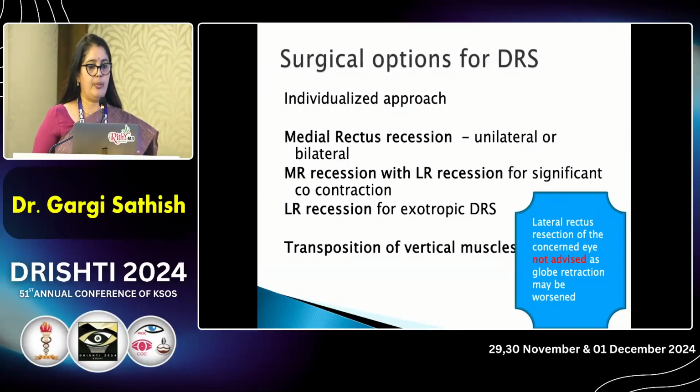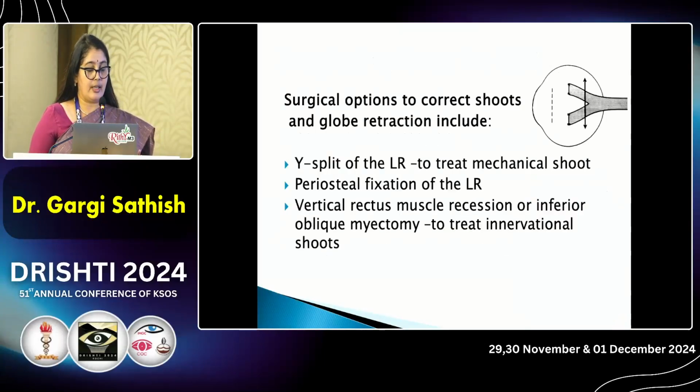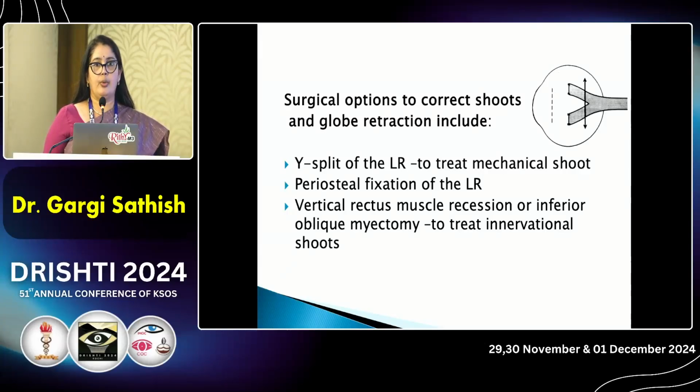What is the main problem in that patient you address? So the recessions are all performed. You can do medial, bimedial. You can combine medial rectus recession with an LR recession if there is severe co-contraction. You can try transposition, but ideally never go in for a resection. Don't resect the lateral rectus if possible. Then for upshoot, downshoot also, a variety of procedures are available, like Y splitting of LR. If it is a disinnervation, you can do a recession of the vertical muscles.